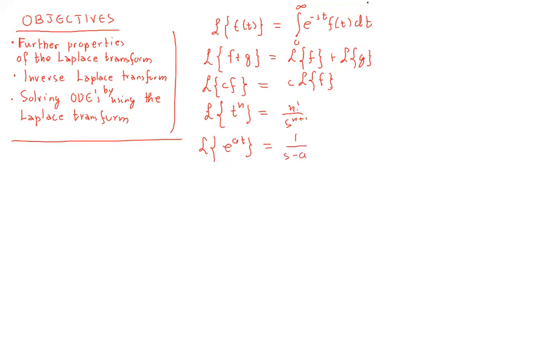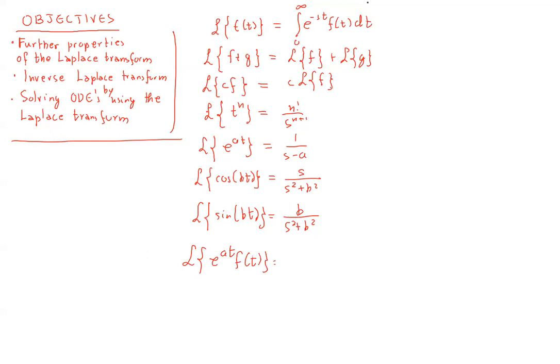The Laplace transform of cosine of bt is s over s squared plus b squared. The Laplace transform of sine of bt is b over s squared plus b squared. And more generally, if you want to take the Laplace transform of a function multiplied by the exponential function, then this will be pretty much the Laplace transform of the original function shifted, where F of s is the Laplace transform of f of t. Okay, so these are the formulas that we have seen so far.